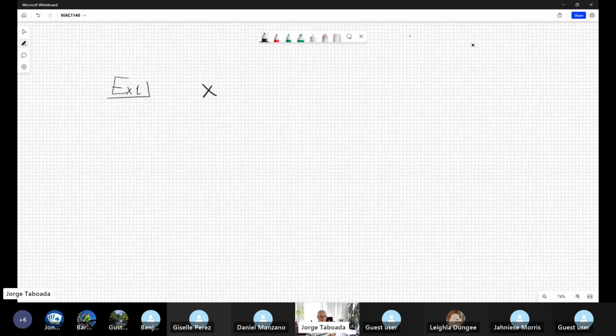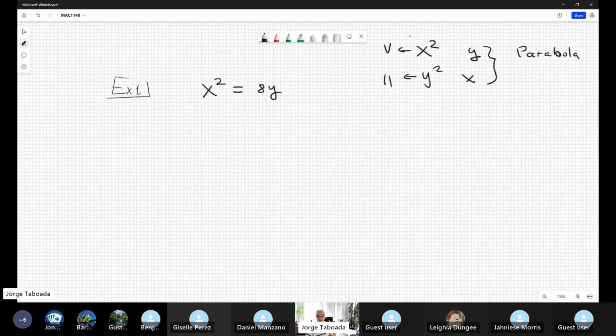This is x squared equals a y. Wow, I remember something. When there's x squared and y not squared, it's a parabola. Or when there's y squared and x not squared, this is also a parabola. But the important thing is the classification. This parabola is vertical and this parabola is horizontal.